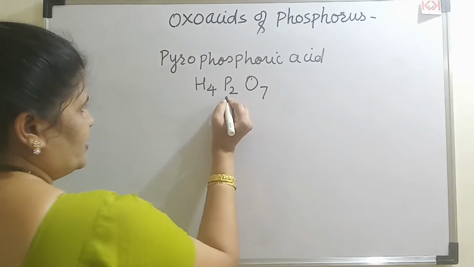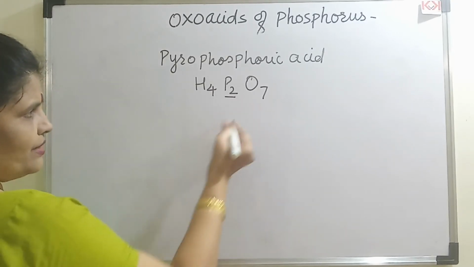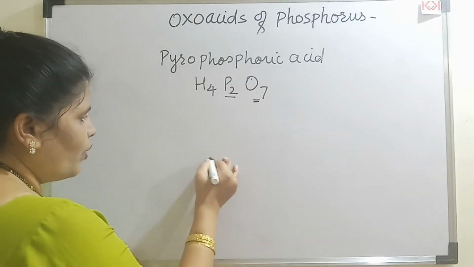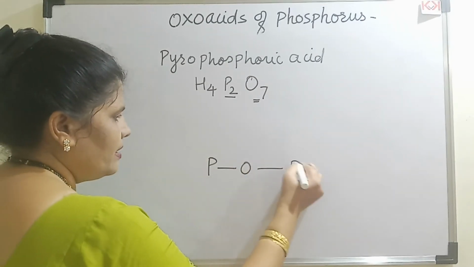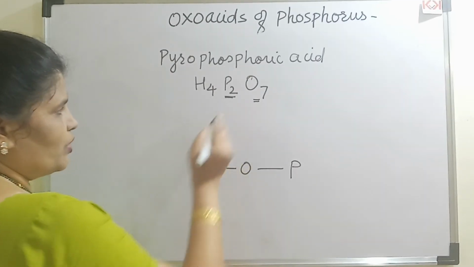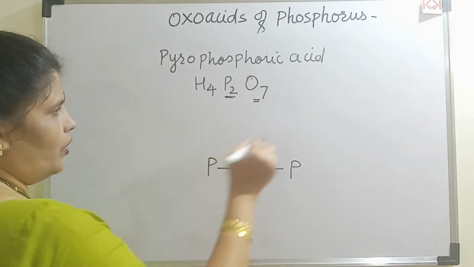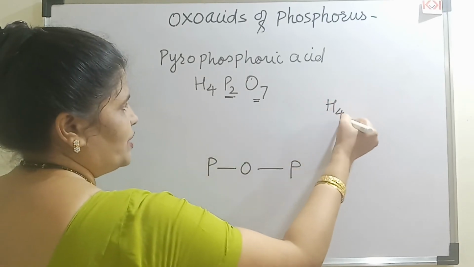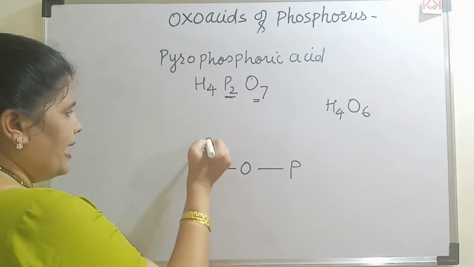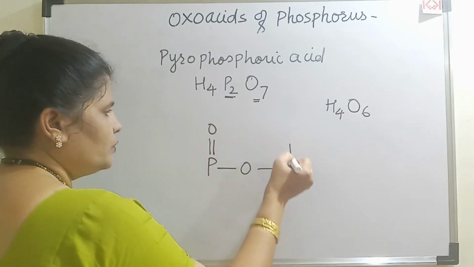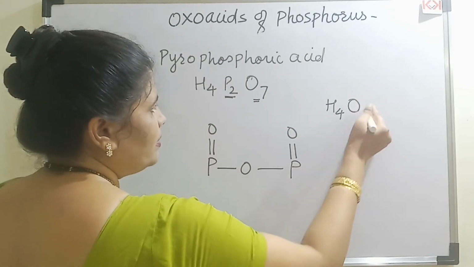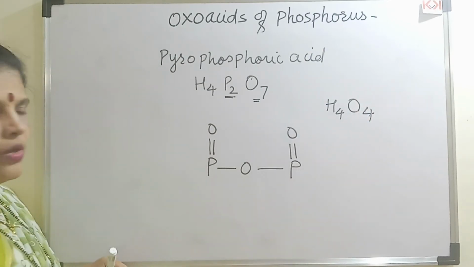So here if you see, there are 2 phosphorus atoms and an odd number of oxygen. So what I will form first is a POP linkage. Now after that, what is left, student? 2 phosphorus gone, 1 oxygen gone. So what I am left with is H4 and oxygen 6. Attach a double bond oxygen to both the phosphorus atoms. So 2 oxygen atoms again gone. So I am left with H4O4.